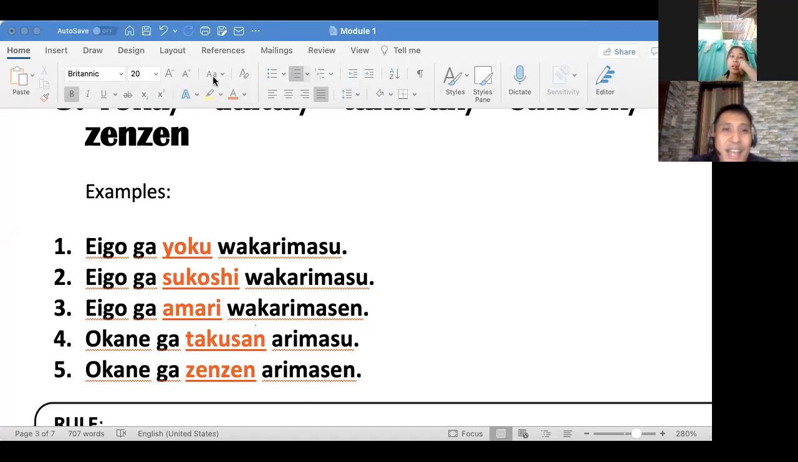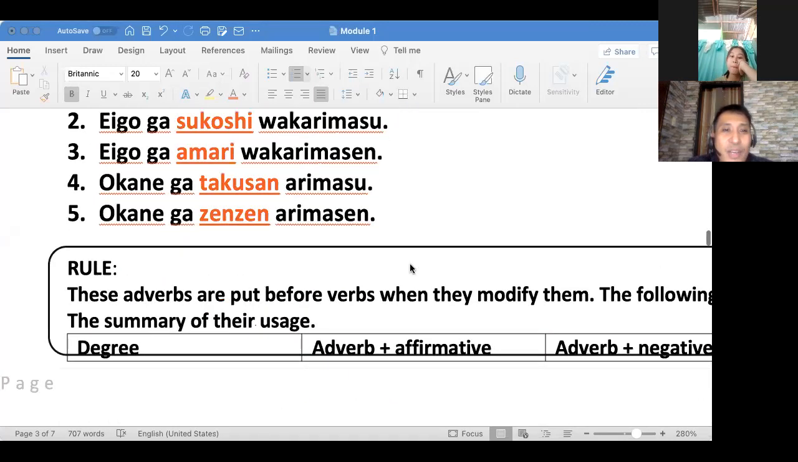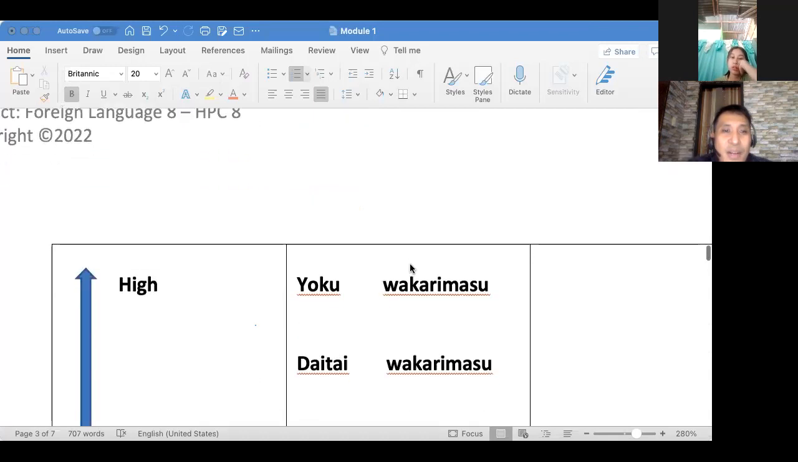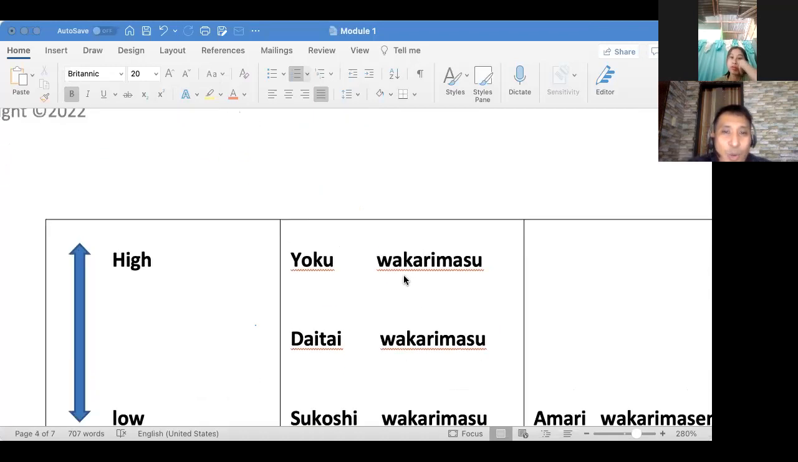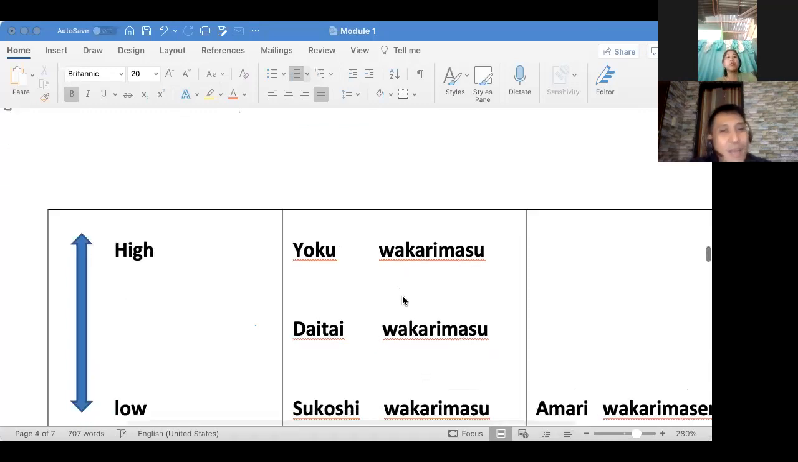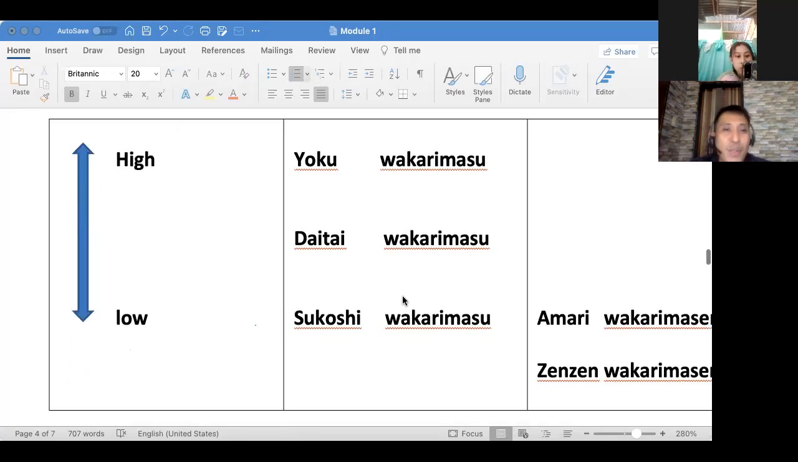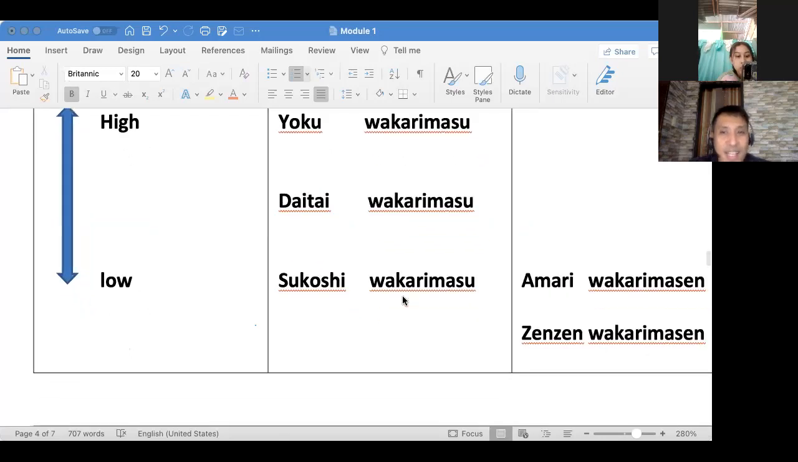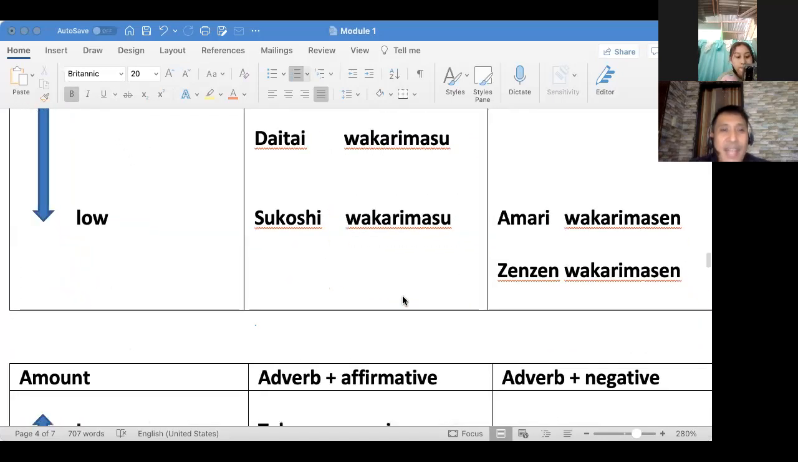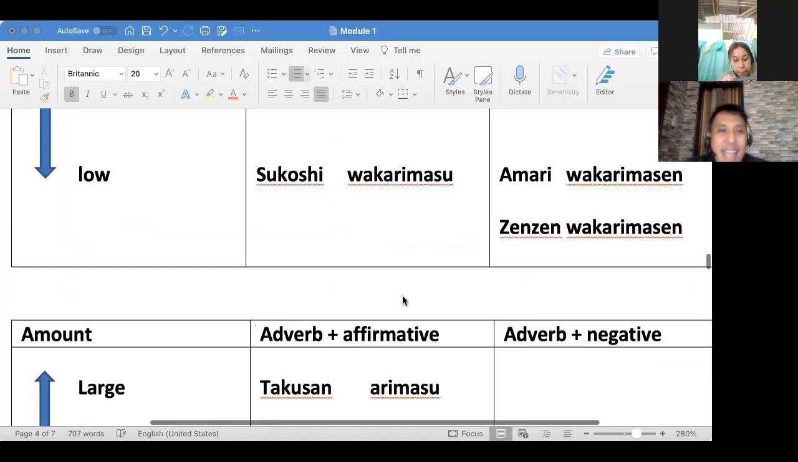Okay? Now, ito yung rule natin sa degree, no? Pag high, yoku wakarimasu. Daitai, sometimes, no? Sometimes wakarimasu. Daitai wakarimasu. Halimbawa, watashi wa nihongo ga daitai wakarimasu. No? I can, sometimes, I can understand, for example. Low yung sukoshi. Amari, low din. No? Zen, walang-wala. That's never.